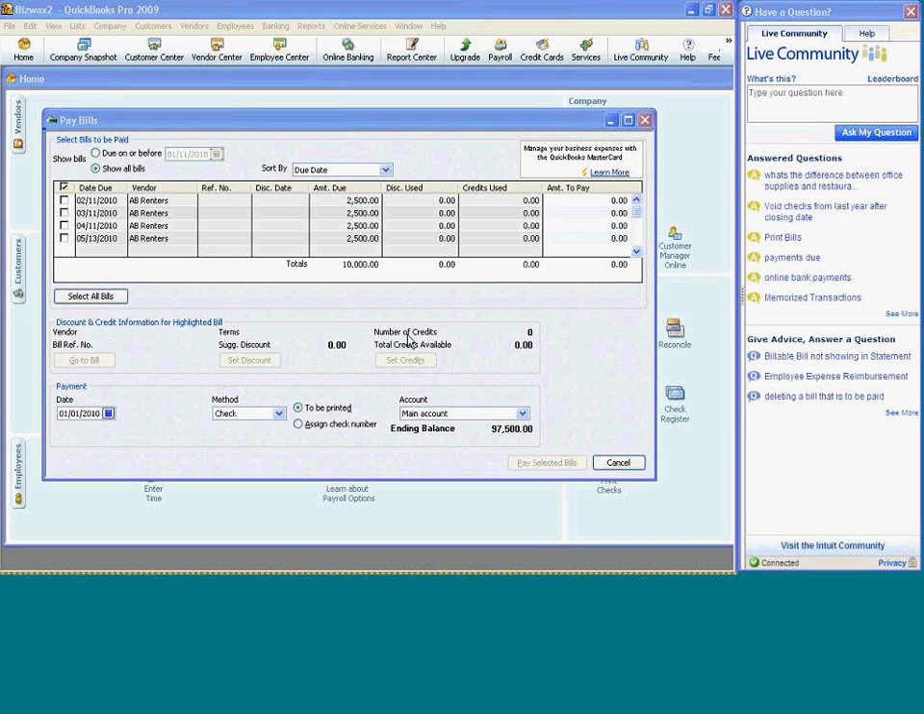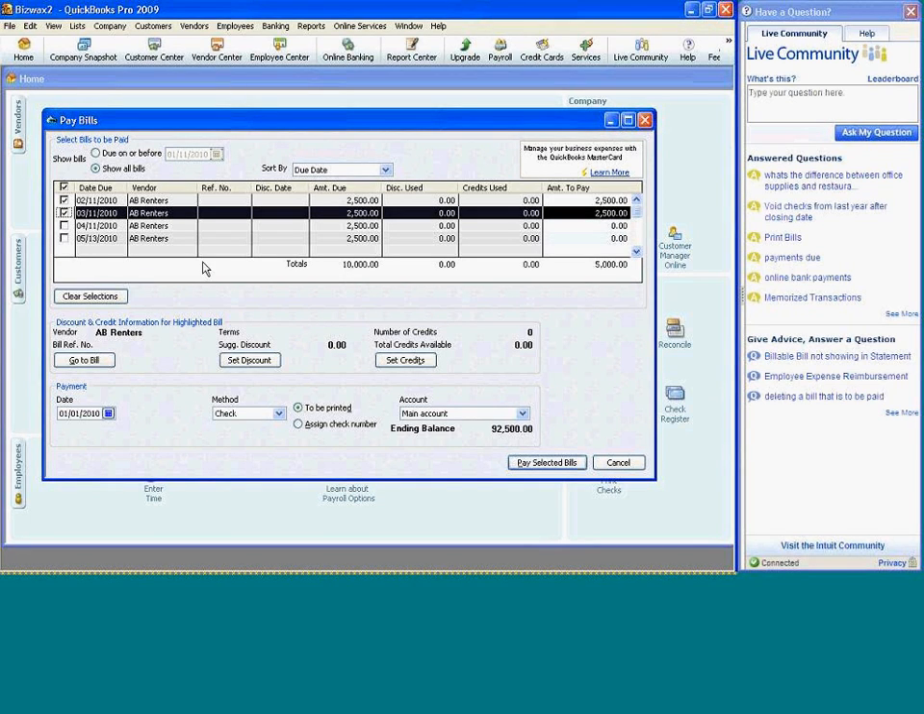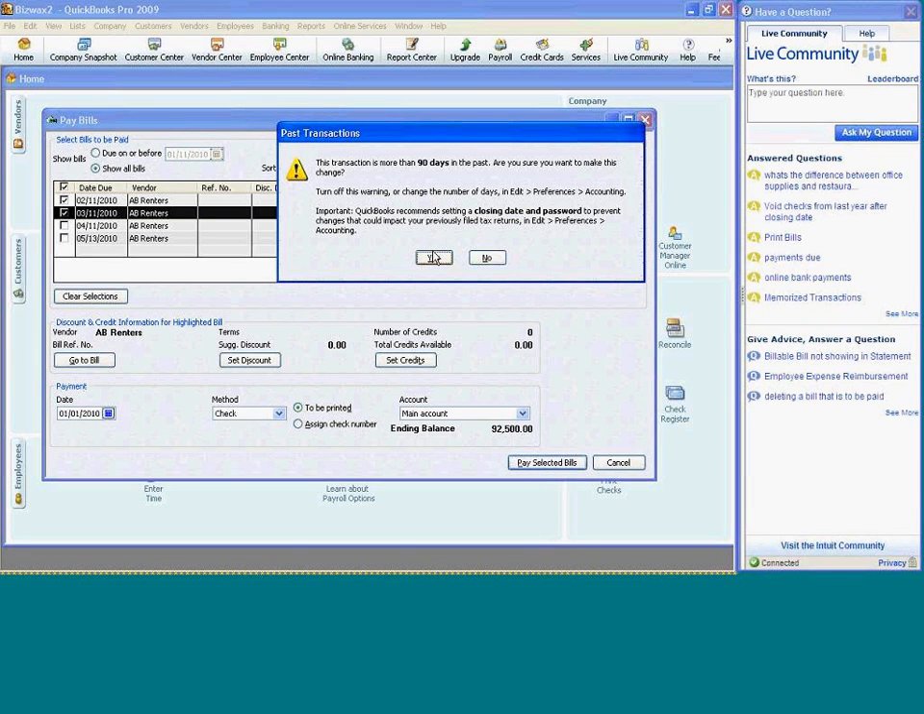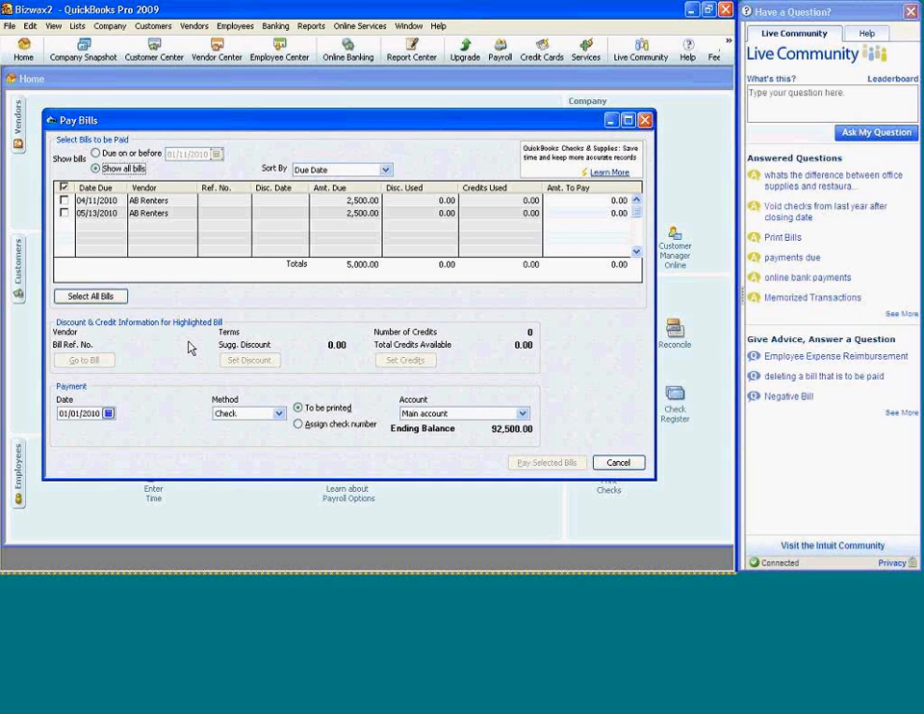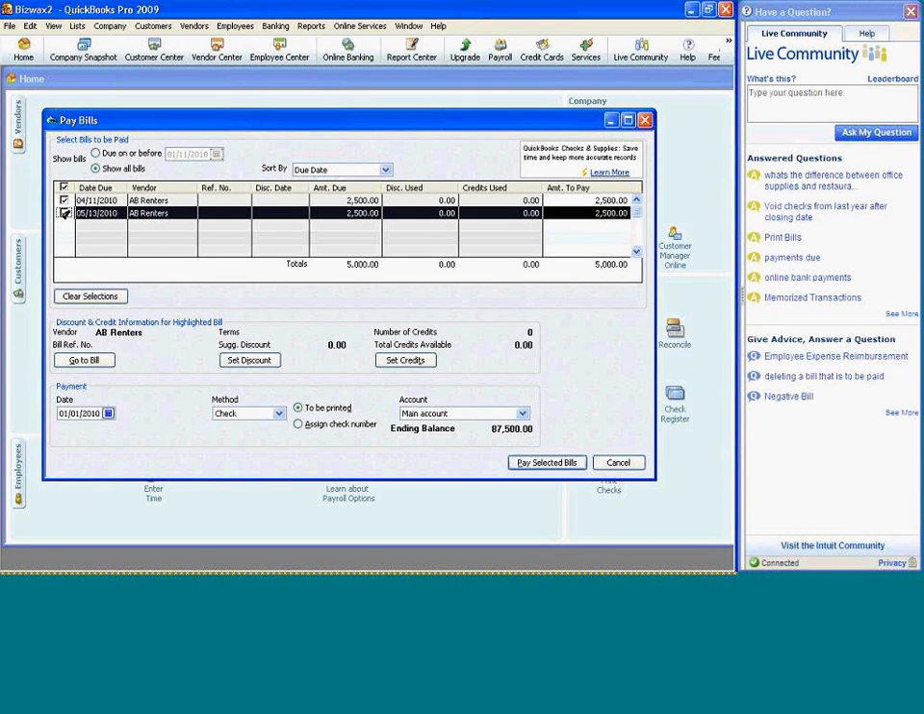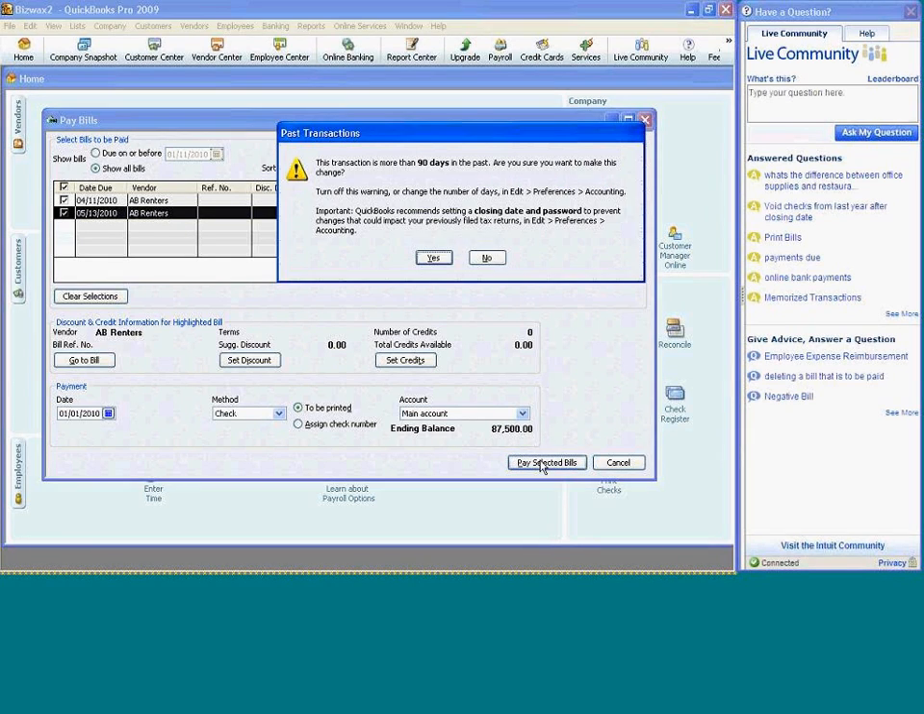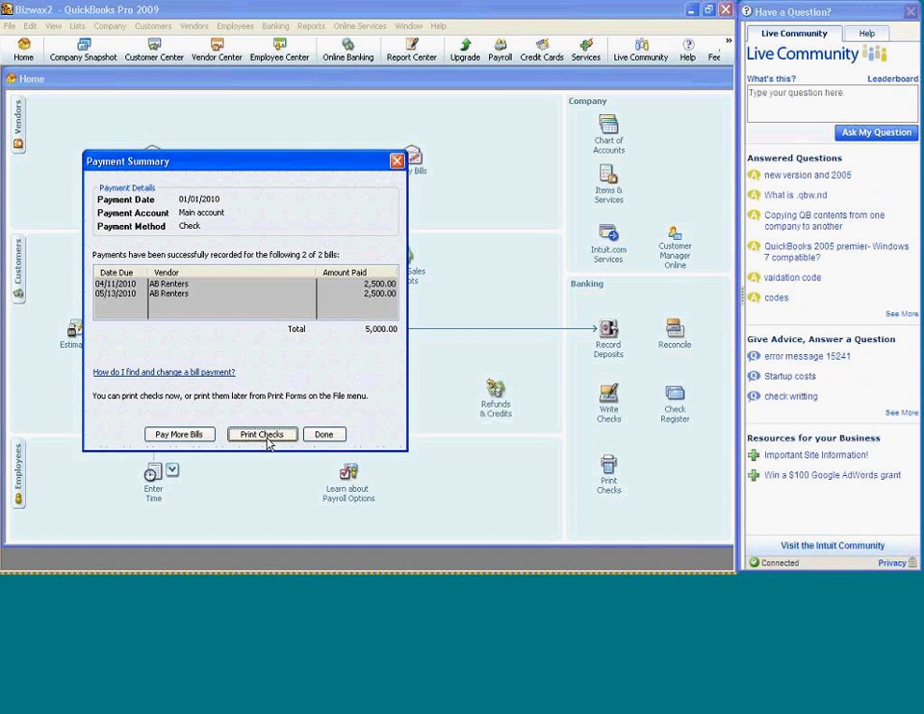Okay. So now I'm going to pay two bills at the same time. Pay the selected bills. Okay, I paid the bill. And now pay the last two bills. You pay selected bills. And you can delete a bill by mistake. I'm not doing that right now. Okay, so now it's done.